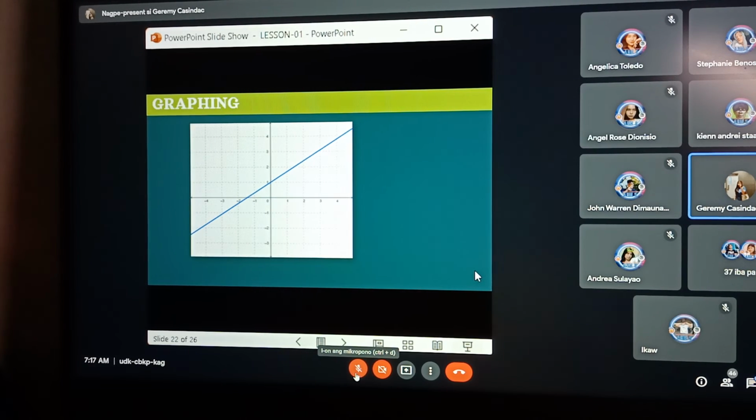Okay. So, may I ask if you also know who invented or who made a graph? Tingin nyo, sino gumawa ng graph na yan? Or who made this graph?